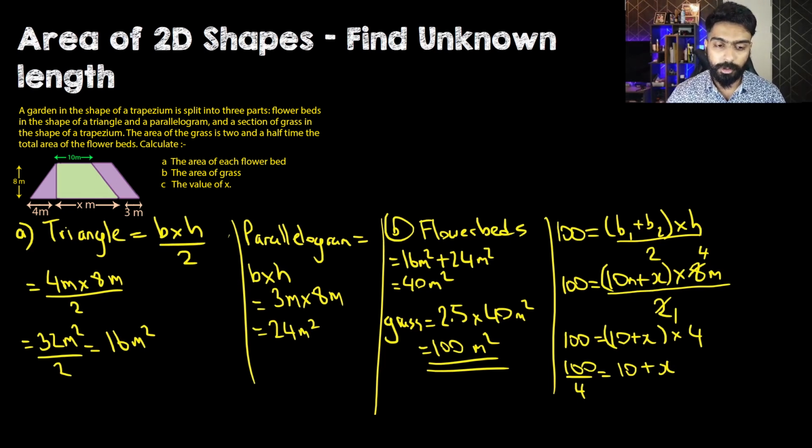Now let me continue right here. So what is 100 over 4, boys and girls? We have 25, right? 25 is equal to 10 plus x. And subtracting 10 from both sides, we have 25 minus 10 is equal to x. Therefore the value of x, guys, x is equal to 15 meter.